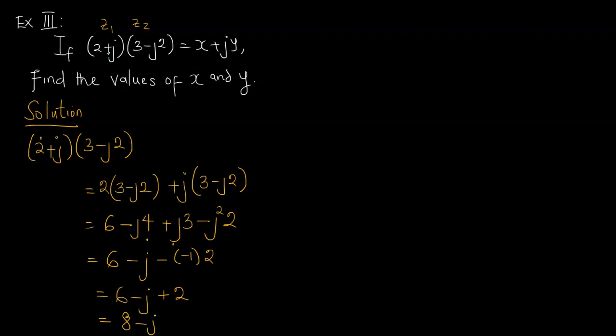So thus, we can see that the product here is 8 minus j, which of course is equal to x plus jy. So I'm just going to write equal to x plus jy. So if I compare the real and the imaginary part, on the left side, 8 is the real part, and on the right, x is the real part. And if two complex numbers are equal, the implication is that the real parts are equal to each other and the imaginary parts are also equal to each other. Thus, we can tell that x is going to be equal to 8.